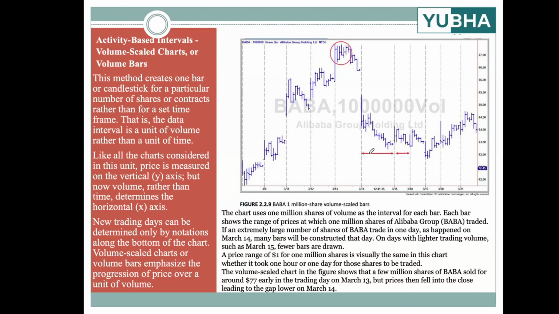So if you look at this day versus this day or this day, you can see that the number of bars are fewer over here, and the number of bars are much larger over here. What this depicts is that each bar is 1 million shares being traded. This small bar over here is 1 million shares. This tick is the opening, this tick is the close.